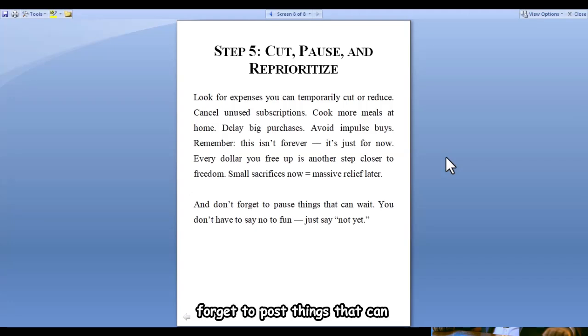And don't forget to pause things that can wait. So you don't have to say no to fun. Just say not yet. So that will be all for this list, guys.